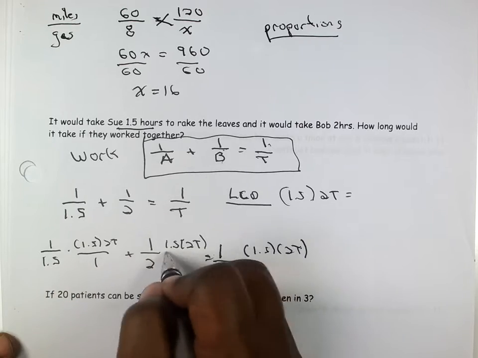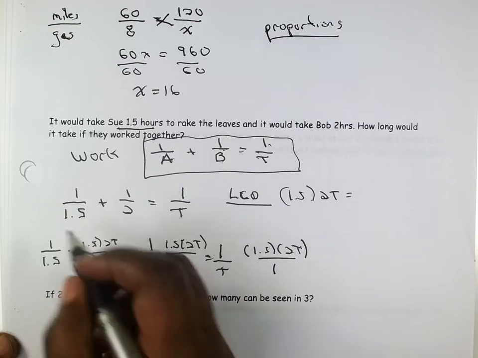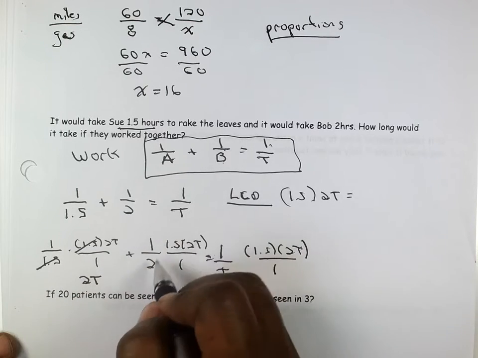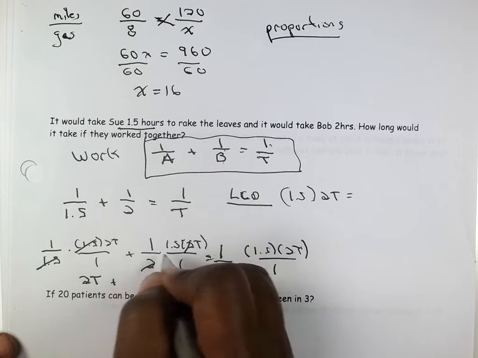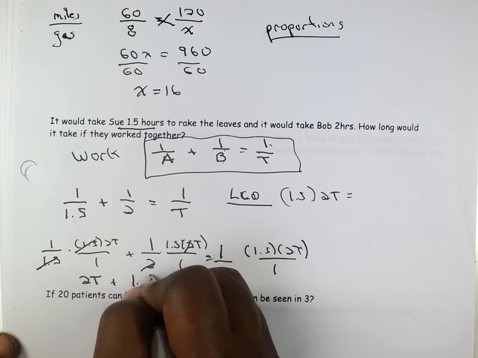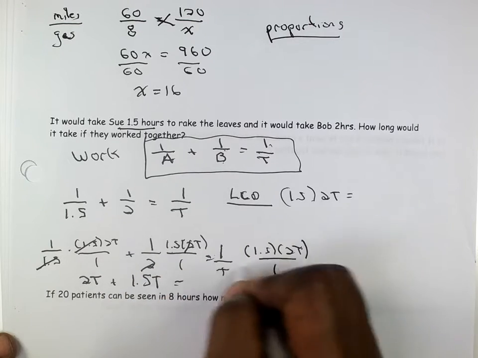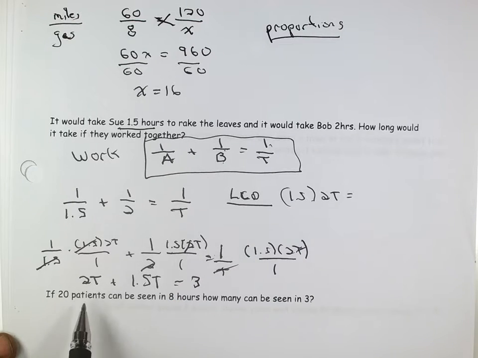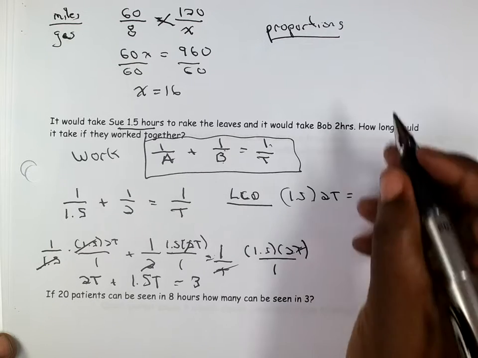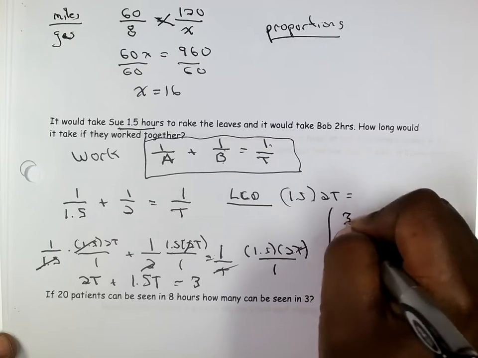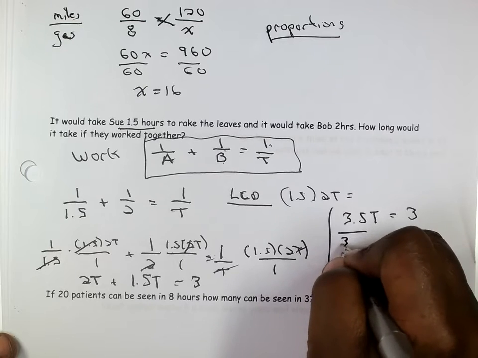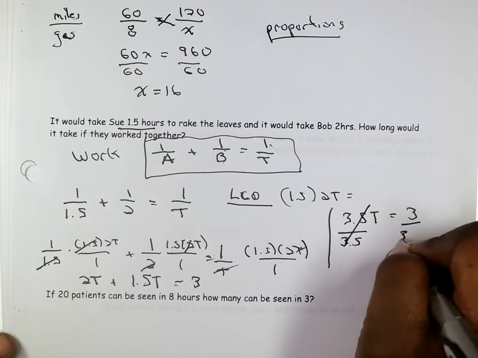So remember, all these are just over 1. So the first one, the 1.5's cancel, and I have 1 times 2T is 2T. Here the 2's cancel, and I get 1 times 1.5 times T, which is 1.5T. And then on the other side, the T's cancel. 1.5 times 2 is just 3. So now I'm able to solve this. I can add these two like terms. 2 plus 1.5 gives me 3.5T is equal to 3. And then I'm just going to divide this out to get T by itself.